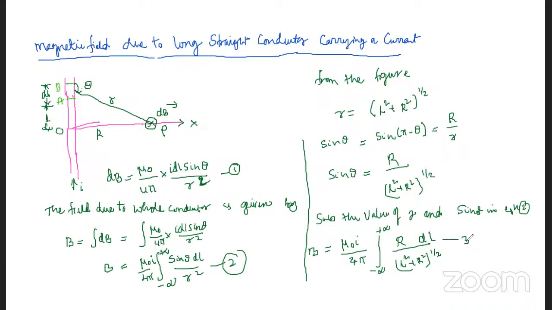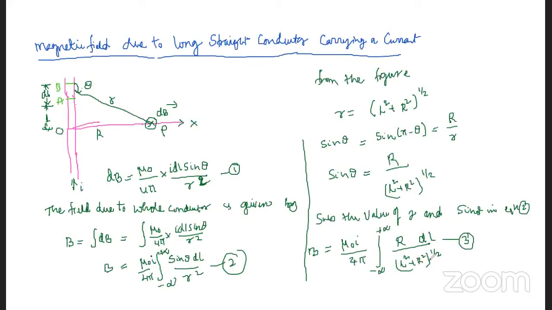This is question number 3 here. In order to evaluate this integral, we will substitute the values. So in order to evaluate this integral, we will substitute L equals R tan alpha, and dL equals R secant square alpha d alpha.